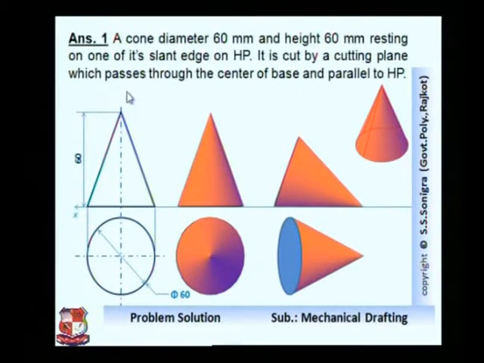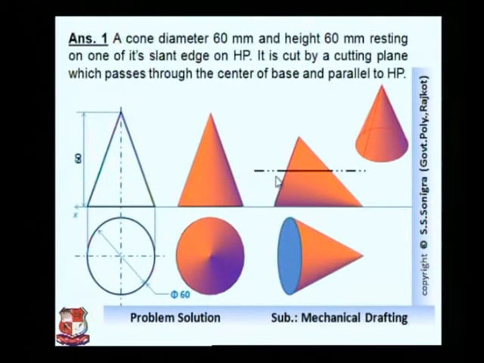Now it is cut by a cutting plane which passes through the center of the base and parallel to HP. So the center of the base is somewhere here, and we have to draw a line in such a way that it passes through this point and parallel to the horizontal plane like this. This is the given data. This cutting plane passes through the midpoint of the base, somewhere here, and it is parallel to the horizontal plane. This is the third line of this given problem. So this is the cutting plane, and whenever you draw a cutting plane, this is a solid line because it's a cutting portion. So this portion is cut out.